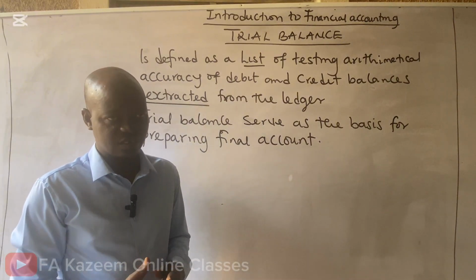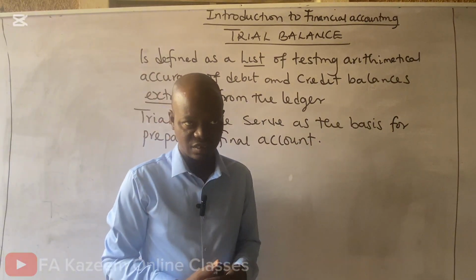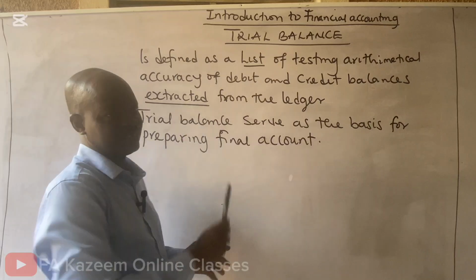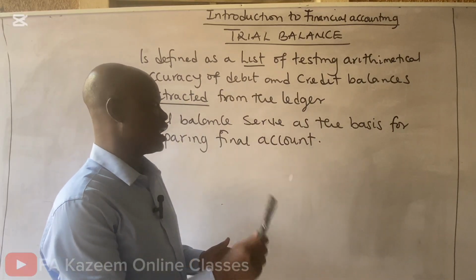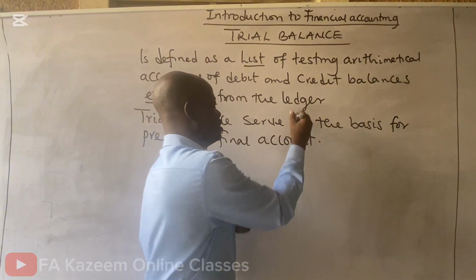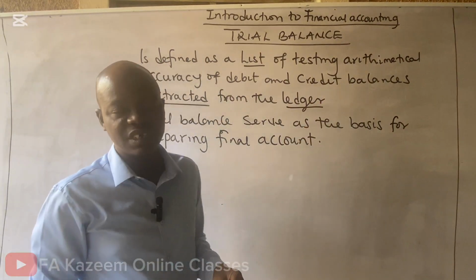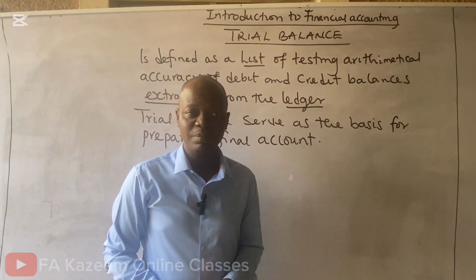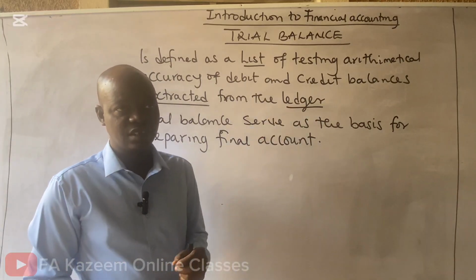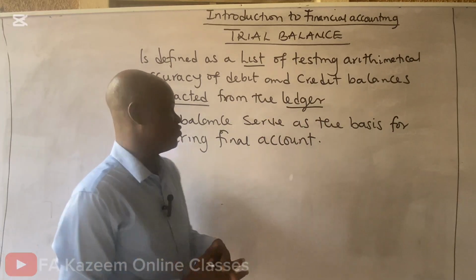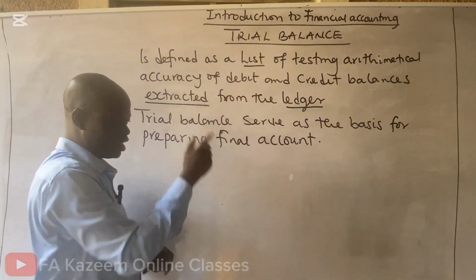What it means is this: trial balance is not an account. It's just an extract to show the accuracy of the debit and credit balances from the ledger. All items in the trial balance come from the ledger. It's not an account, it's just an extract.